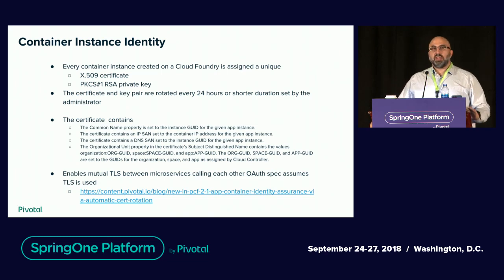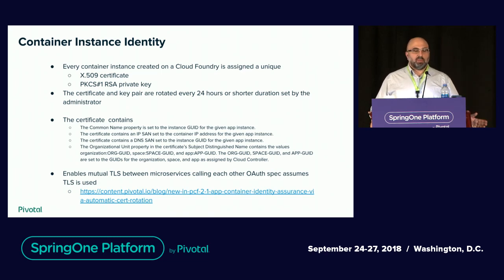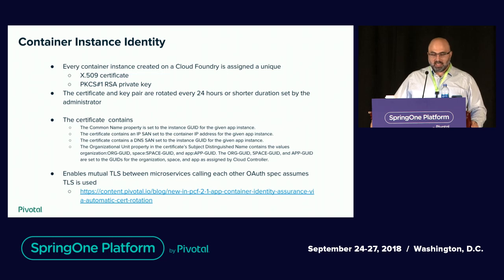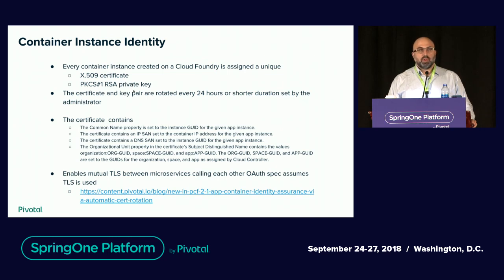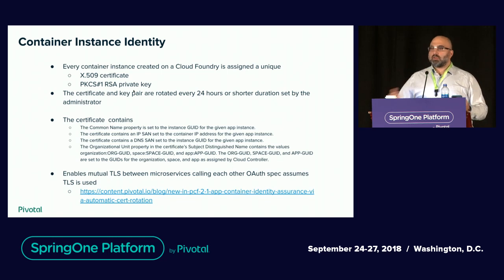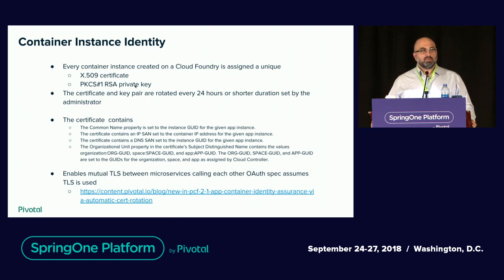So the last thing, and this is the most exciting thing for me about PCF, is the container instance identity. Basically, every container that PCF creates has a certificate, a public X509 certificate, and an RSA private key that are accessible to the container. If I scale the application to 3 instances, those 3 instances have 3 separate certificates, 3 separate private keys. Right? And these key pairs are rotated every 24 hours.